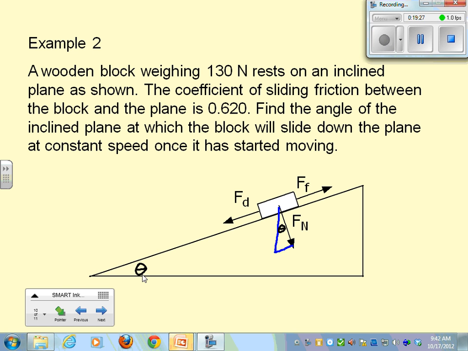This angle here is equal to this angle here. That makes a difference. 45 degrees, it says. Possibly.